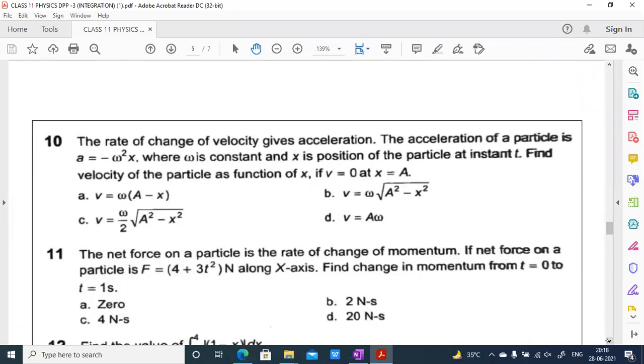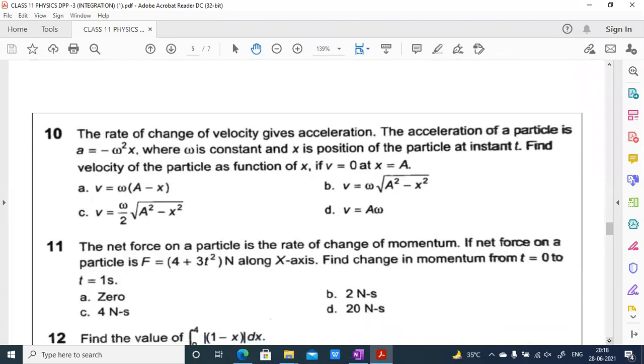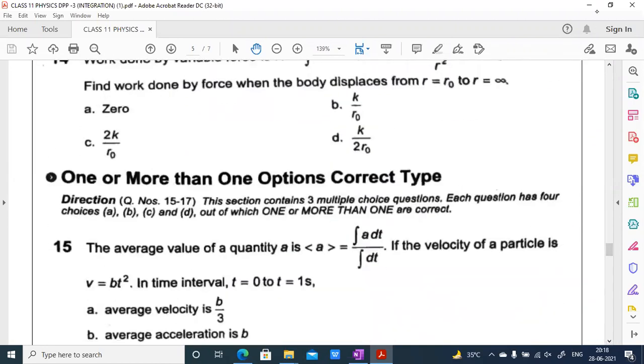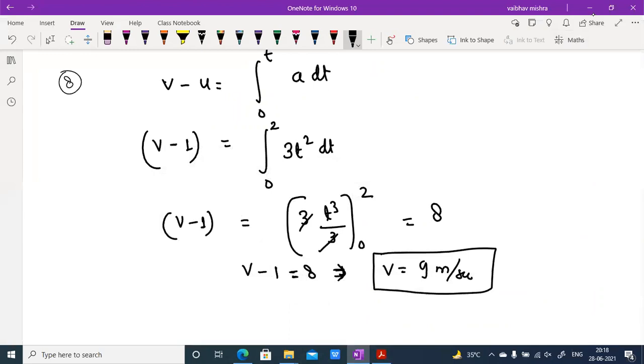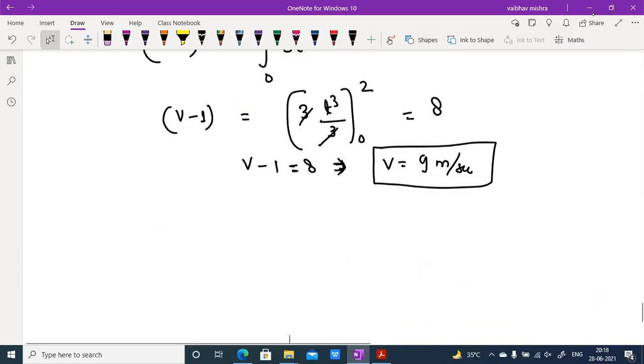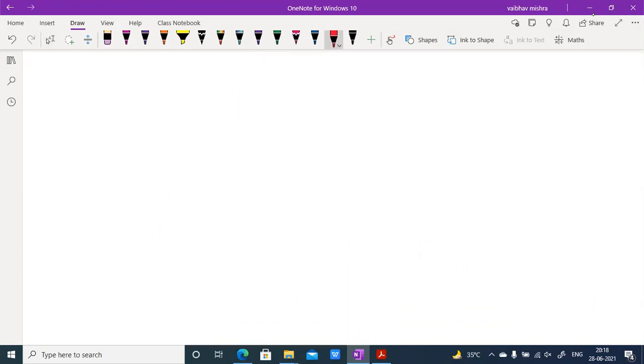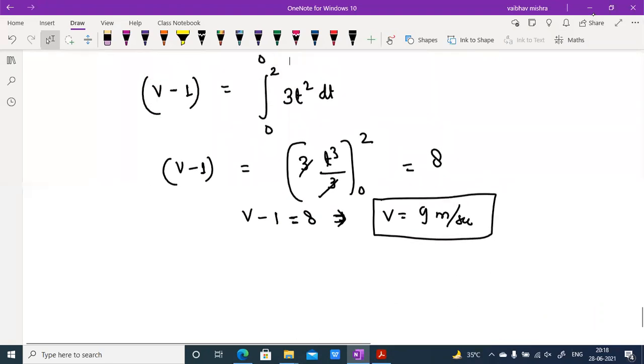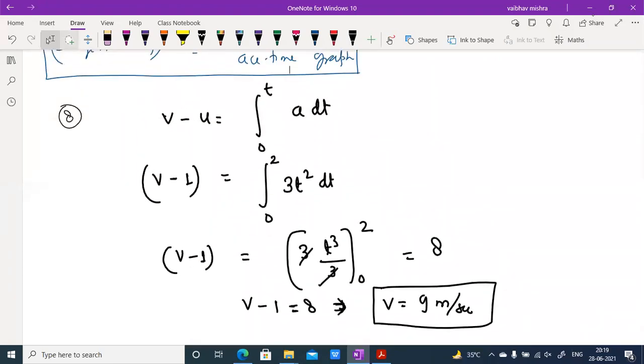When acceleration is given as a function of position, and then we have to calculate the velocity. So now we are looking at the possible integration equations that we need to use in physics, especially in this particular chapter of kinematics. The last topic we did is finding velocity using acceleration and time. If acceleration as a function of time is known, we will integrate it with respect to time, and that will give the change in velocity.